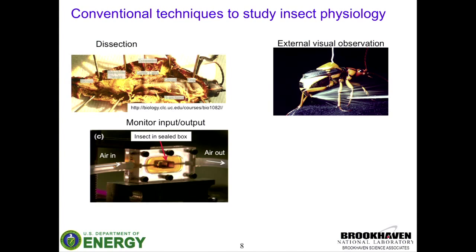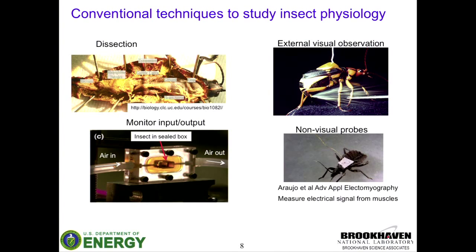Another example is you can monitor input-output. So here, you can look at the gas coming out, the gaseous exchange. You can put in air with no CO2 and track the CO2 coming out, for example. That tells you a little bit about the respiratory system of the insect. And there's another example where, believe it or not, biologists are detecting the electrical signals from muscles inside the animal. Okay? This is called electromyography.